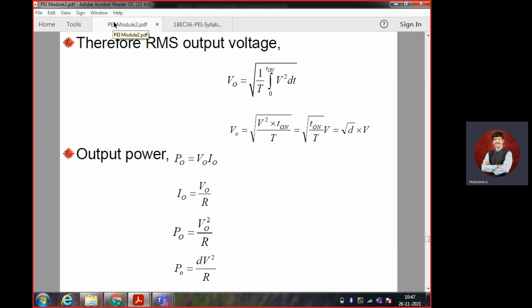VRMS is root delta times VDC. I have given root delta here. Similarly, power. You should know about the power. Power is simple. I naught into V naught. Don't get confused. V naught, it is VDC. You can write it out, or V naught average. It is average voltage, average current. I naught is equal to V naught by R, P is equal to V square by R. All are same only.